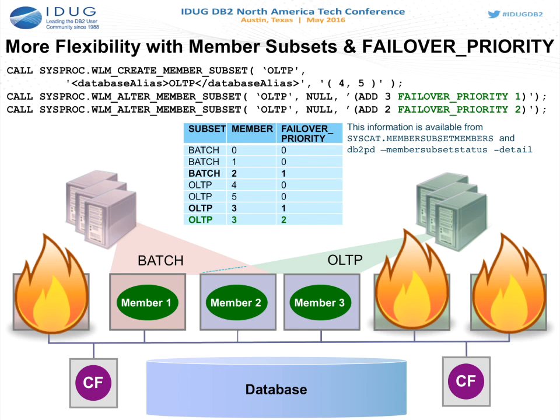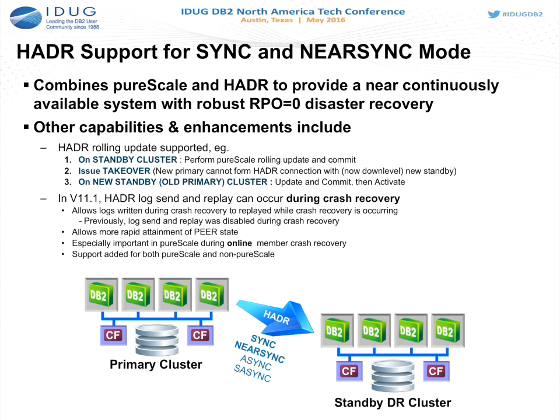And this is where some of the existing capabilities within DB2, the existing workload management capabilities that we have to prioritize work within a single computer, can be used to allow you to prioritize which workload, batch or OLTP, should get more cycles. We've added sync mode and near sync mode for HADR for pureScale, so now you can get that RPO 0 behavior with it.